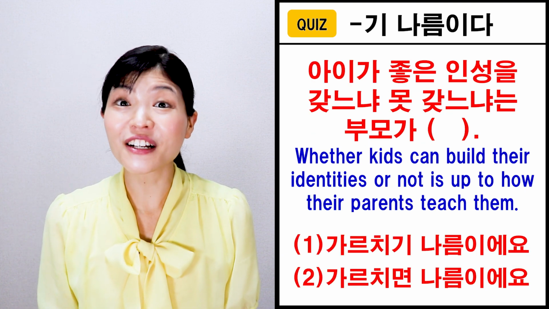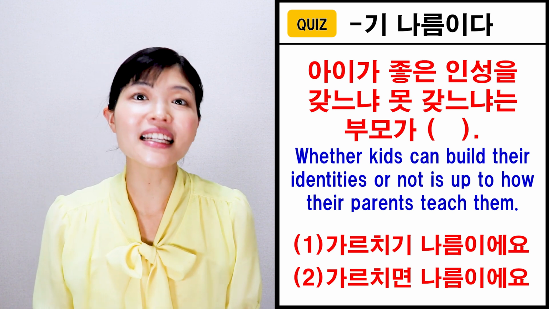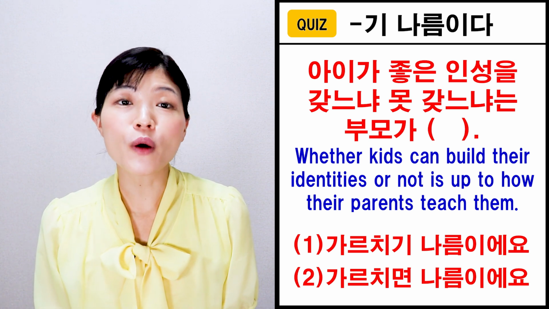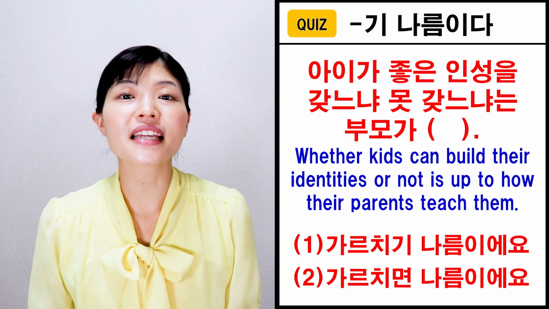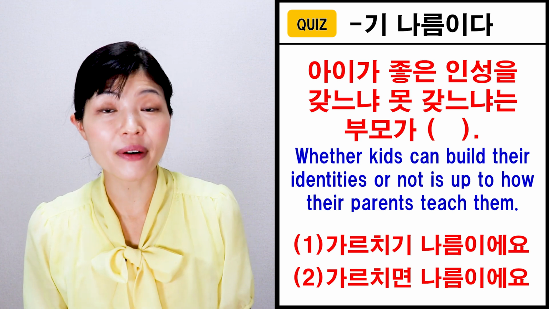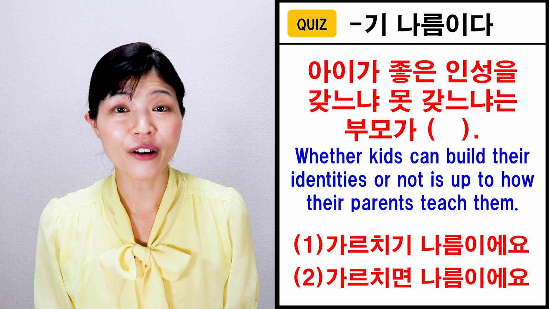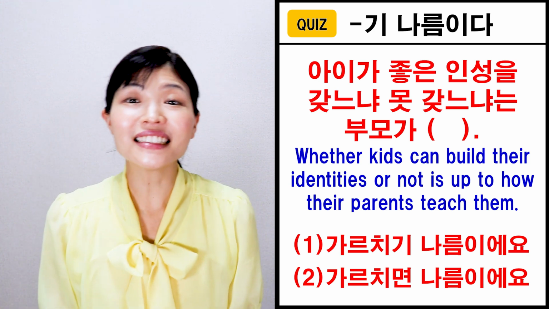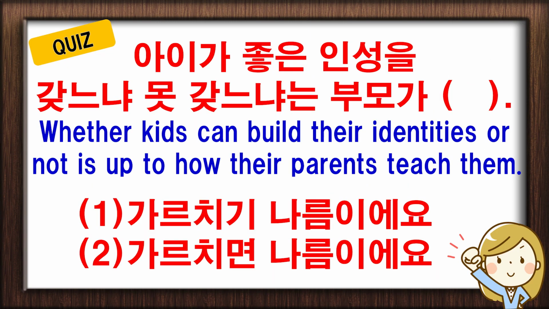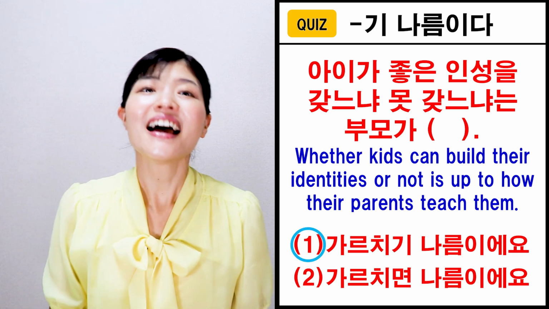Alright, then let's look at the next quiz. 아이가 좋은 인성을 갖느냐 못 갖느냐는 부모가 Whether kids can build their identities or not is up to how their parents teach them. Number 1, 가르치기 나름이에요. Number 2, 가르치면 나름이에요. The correct answer is number 1.